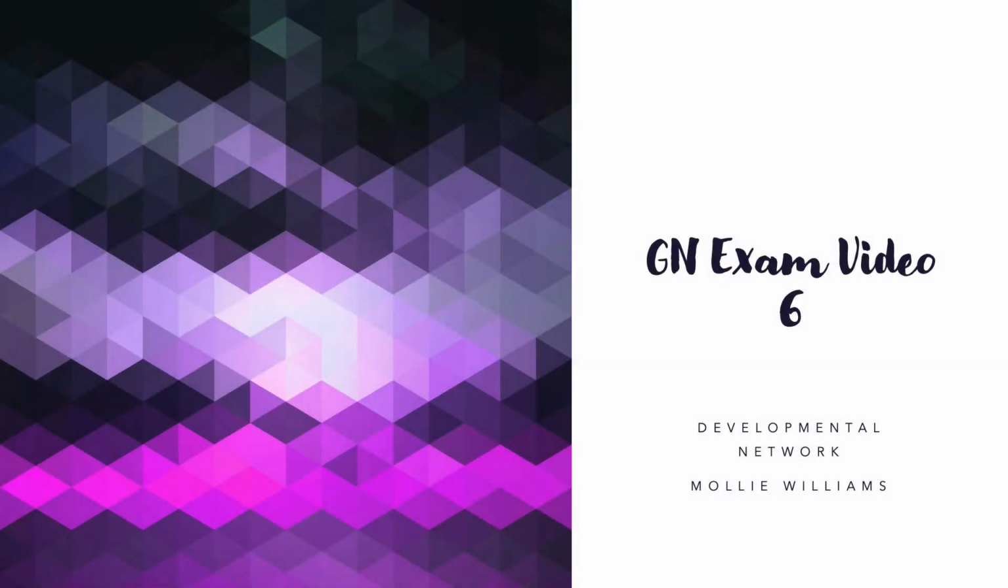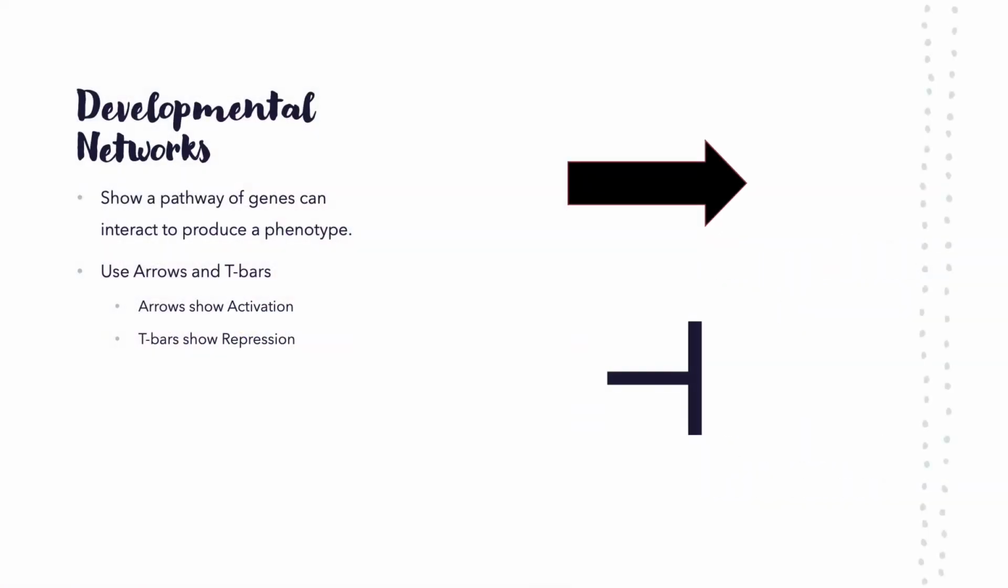Today we'll be talking about developmental networks. Developmental networks show a pathway of how genes can interact to produce a phenotype. The developmental networks use arrows and T-bars. Arrows represent activation and the T-bars represent repression.